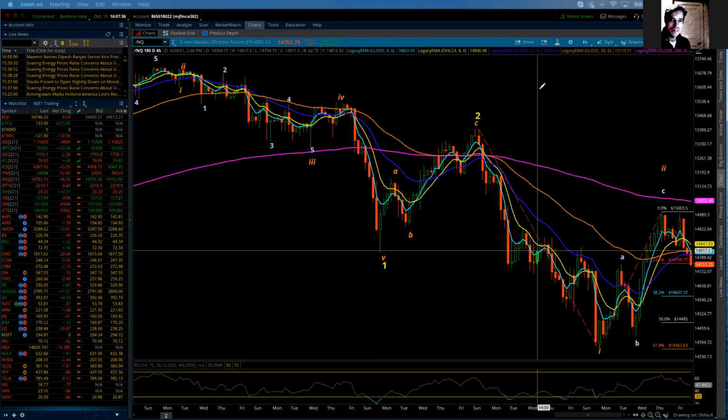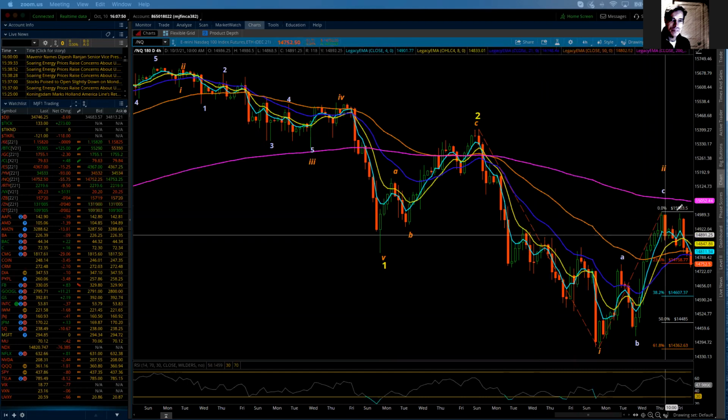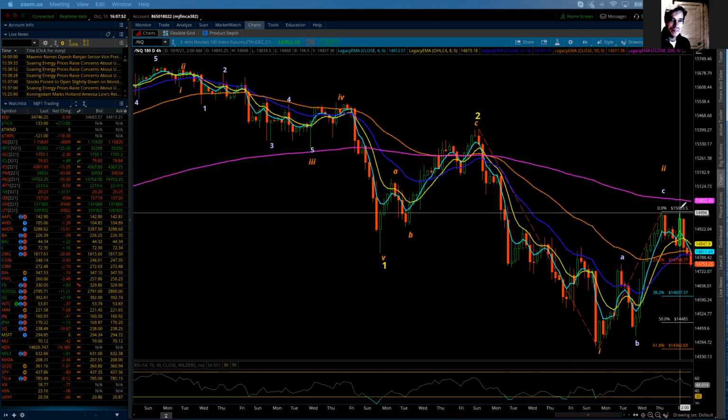And this is the Elliott wave update for the NASDAQ 100 for Sunday, October 10th, 2021. Picking up where we left off, I had left open the possibility that within this C wave we would have additional upside to put in and likely reach that 15,052 to 15,100 level.